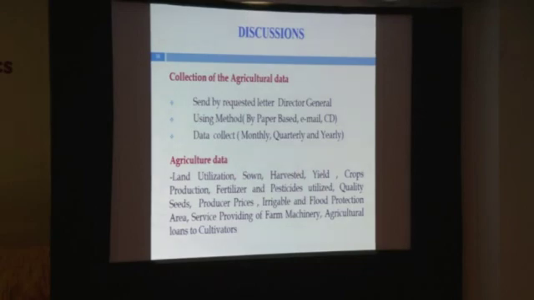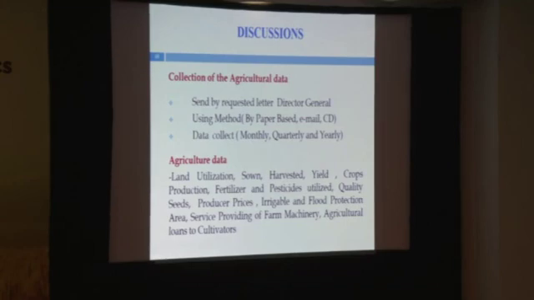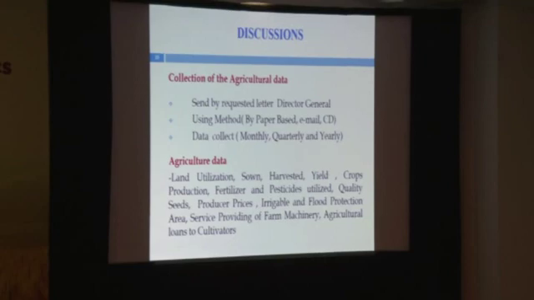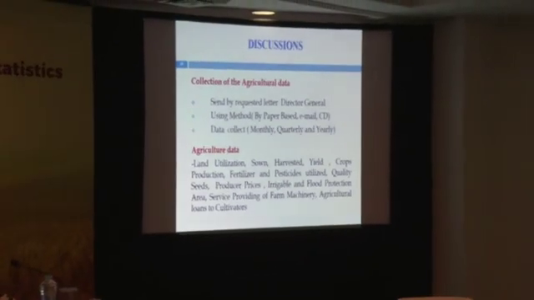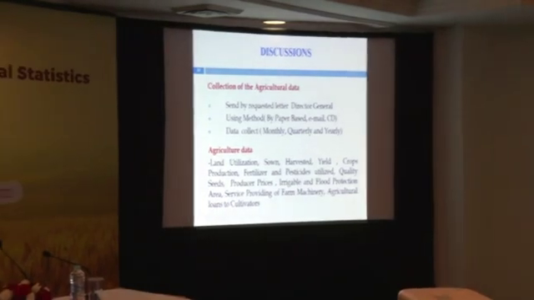For the data collection of the agriculture data, CSO sends a request letter to the Director General by mail, email, and CD. After the data collection is done, it depends on the crop, and is monthly, quarterly, and yearly.